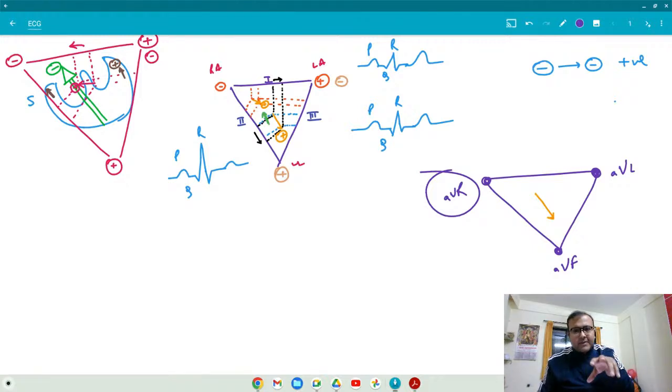So, from that point of view, try to answer this. You are that positive charge. You are the anode. You are observing it. You are standing at the AVR position. So, is the depolarization moving towards you or away from you? Away from you. When the P wave is going on, it is moving away from you. So the P wave in AVR should be positive or negative?